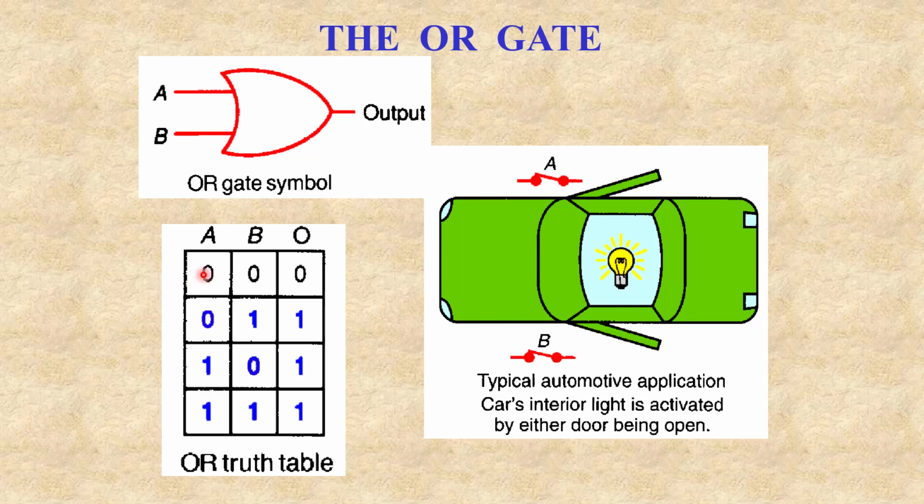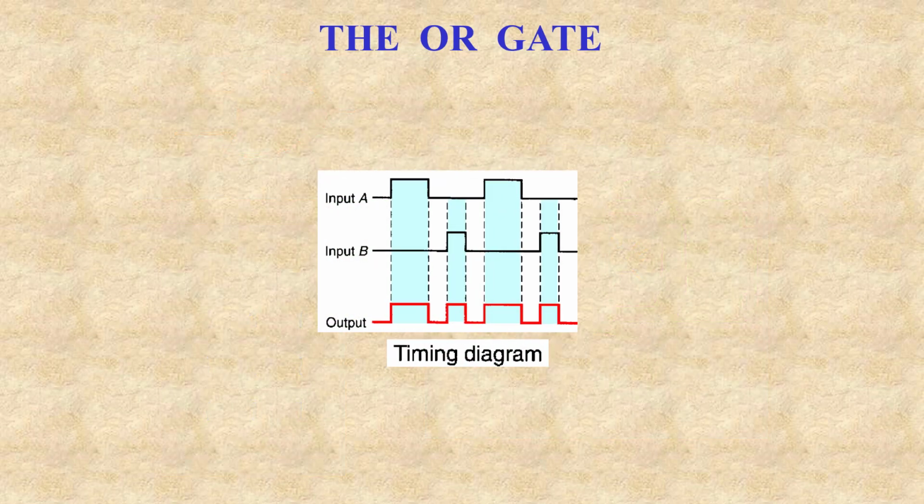The truth table looks like this. Anytime I have a 1 on an input, I have a 1 as an output. Here's a typical application in a car. If A door or B door opens up, then the output dome light comes on. In a timing circuit, I'm comparing A and B, and if either of these are on at any time, my output is on. So in this case, A is on for a long time, so output's on a long time. Here, A's off, but B's on for a short time, so the output's on a short time.